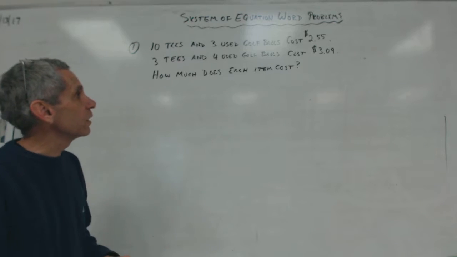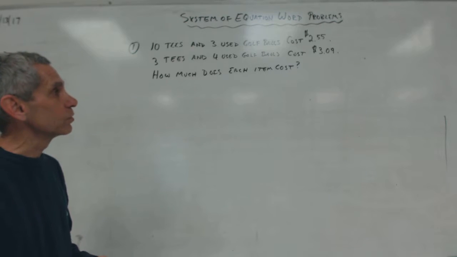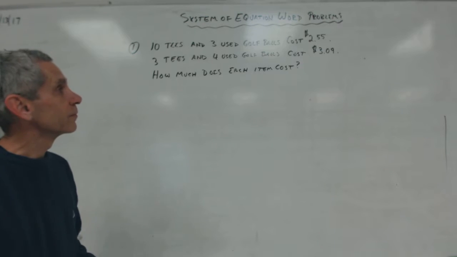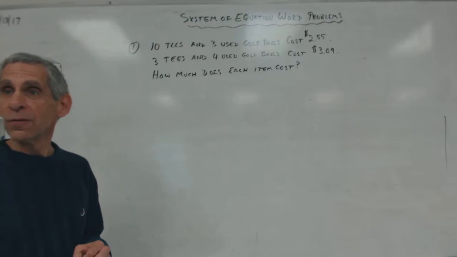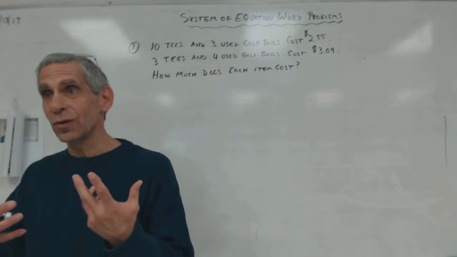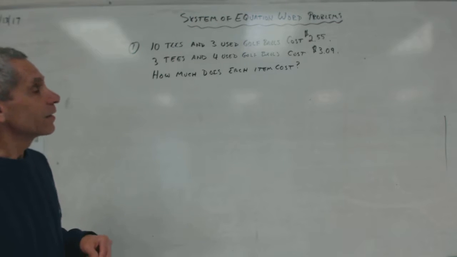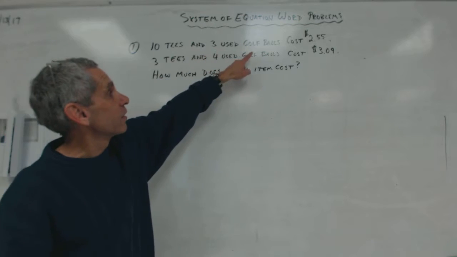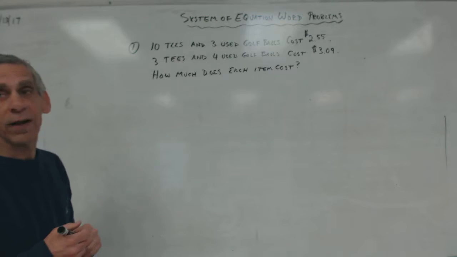So 10 tees and 3 used golf balls cost $2.55. 3 tees and 4 used golf balls cost $3.09. How much does each item cost? All right, let's just look at the first sentence. The first sentence is my first equation of my system of equations. I have to have 2 equations, right? And you're going to love it. It's so easy. Let's say I use the letter T for tees, and I use the letter B for golf balls. So what would be my equation?